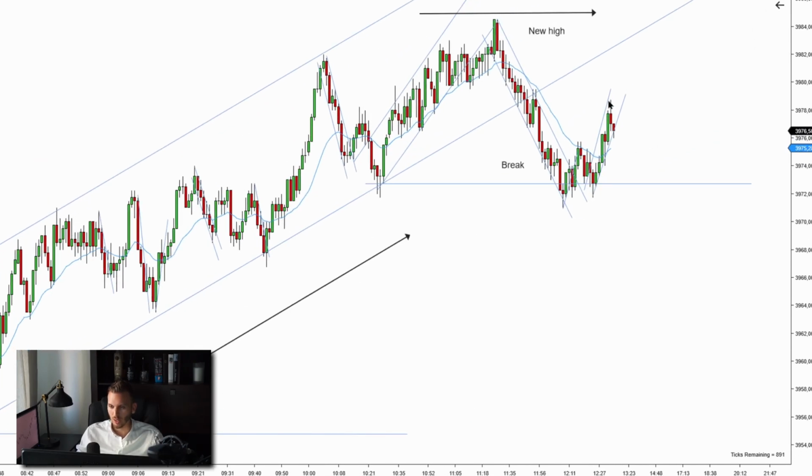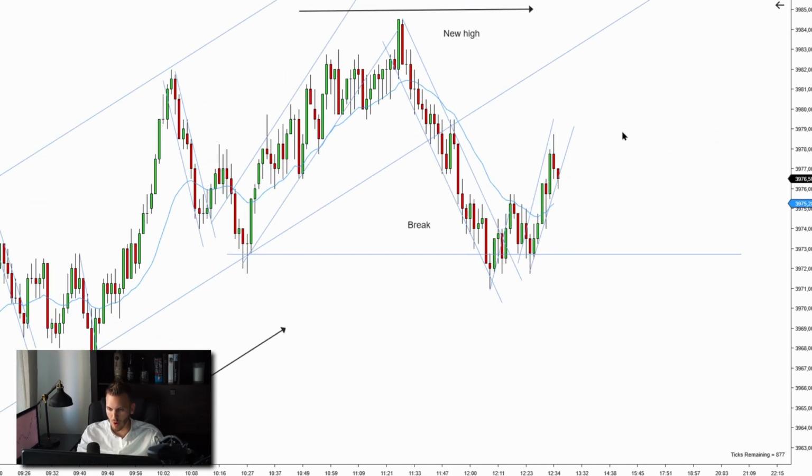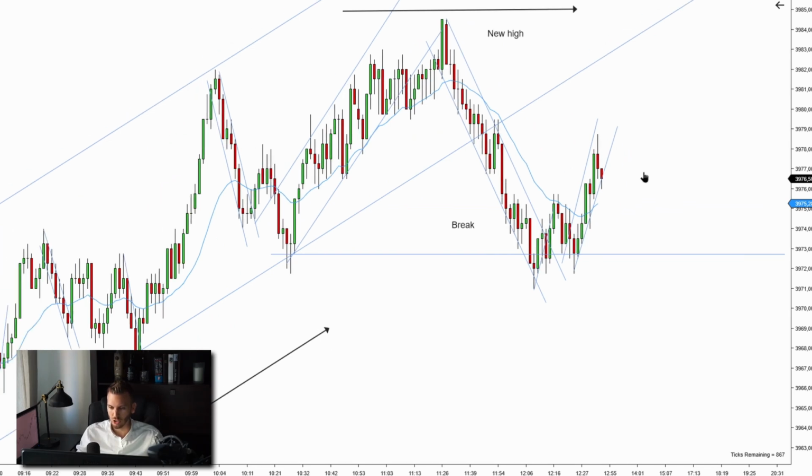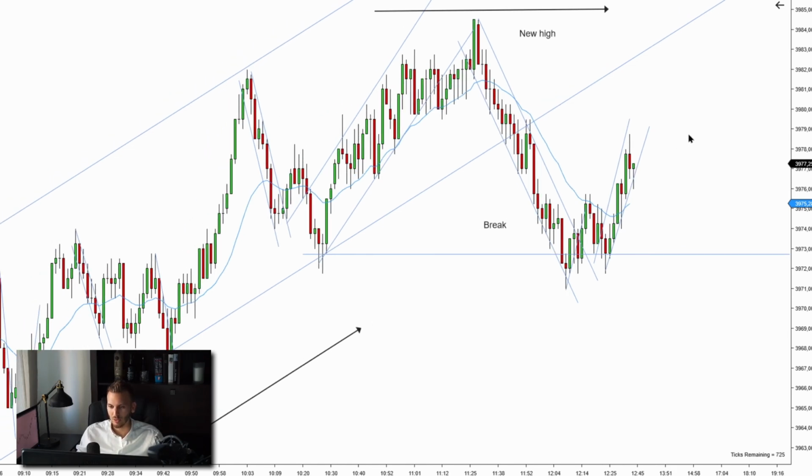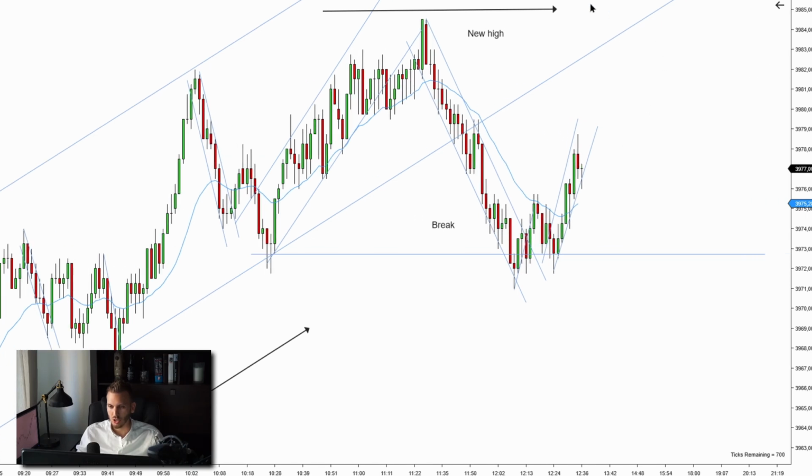And right now I would like to see a second entry long, like a pullback at the exponential moving average with a nice bullish signal bar. There's an FOMC announcement, very important news coming in 24 minutes. So the market may get still, but after FOMC, we will see if we can reach the new high.